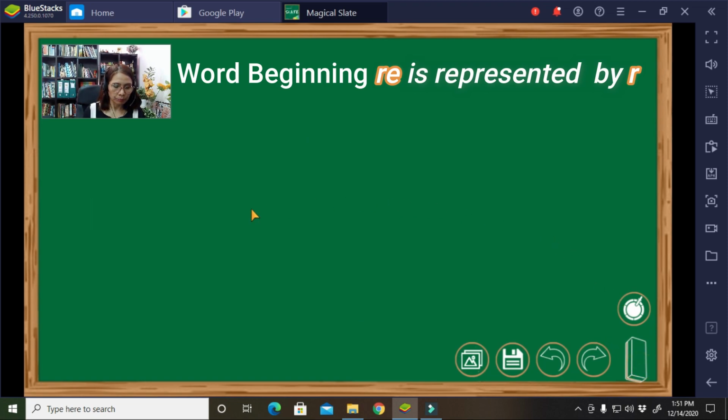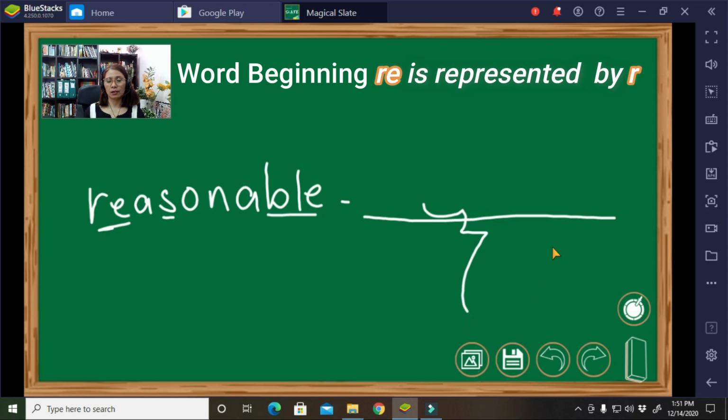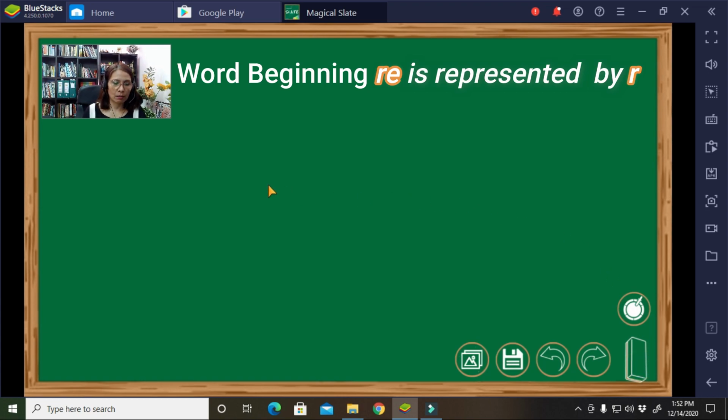Next example, the word is reasonable. Here is the ball, which is represented by B again. So we do have the R. Alright, re. So we proceed to S. Reasonable. That's reason. And we have letter B for ball. Reasonable.